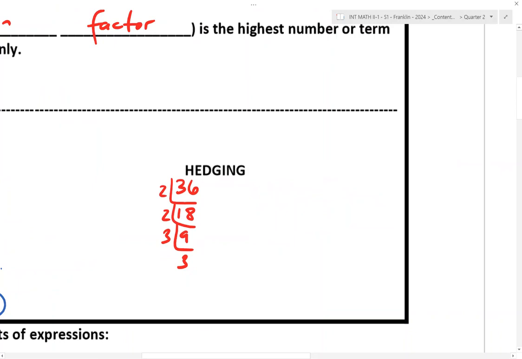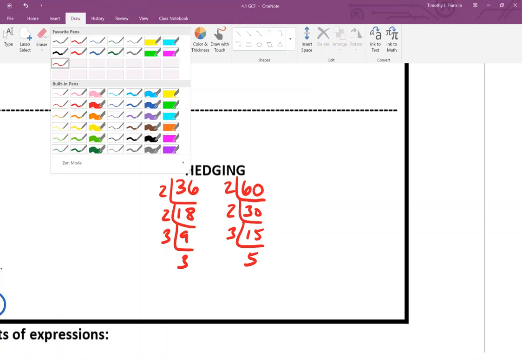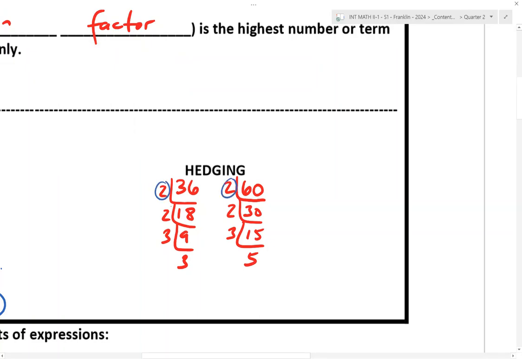In both of these methods, I recommend you definitely just use the smallest prime numbers, because 36 and 60 obviously have multiple numbers we could divide by, but you want to keep it small. 2s, 3s, 5s, divide by prime numbers. So 2 and 30, 2 and 15, 3 and 5. And just like a factor tree, we're going to compare numbers they have in common and multiply those together. And we still get 12 because it's the same numbers.